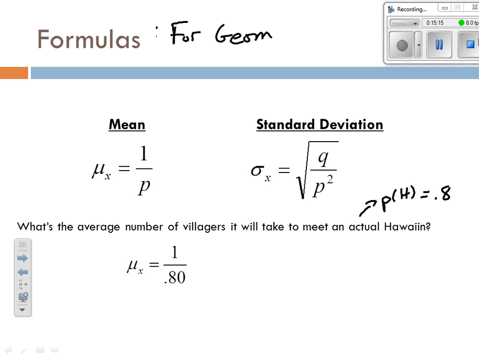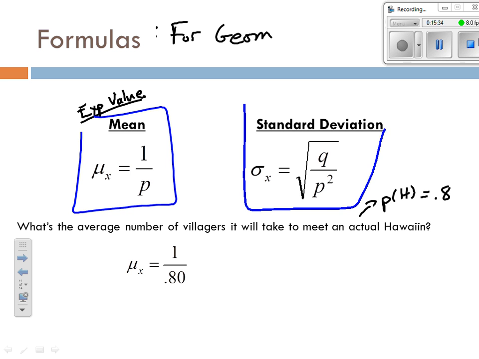So the way this question could go, what's the average number of villagers it will take until we meet the Hawaiian? So that would be the expected value. Again, this is an expected value. So with 80% of the people, you plug in. So there's expected value, there's standard deviation. So it takes just over one villager.